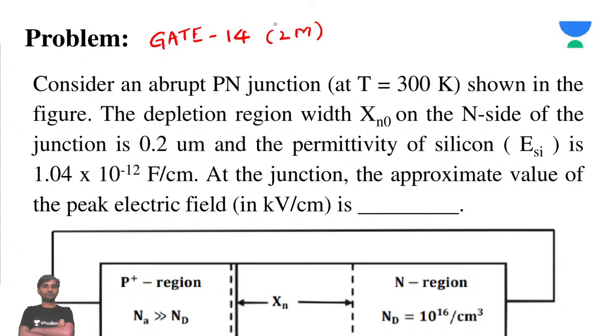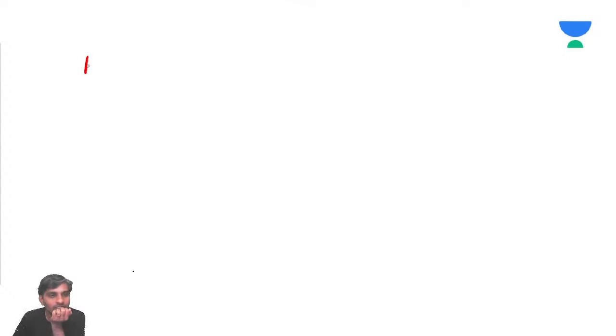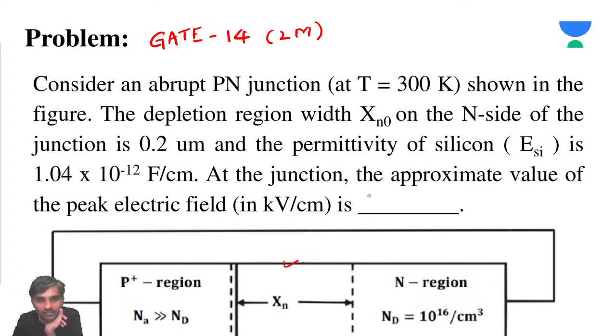In kilovolts. Okay, so this is a simple problem only. It is asking for E naught, the approximate value of the peak electric field. See, this is important, Sanjay. Again, without getting confused, it's going to be kilovolts per centimeter.